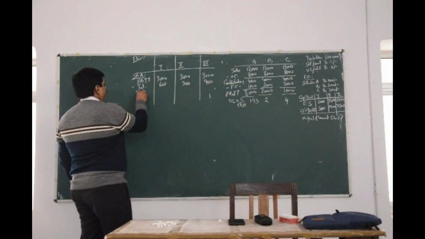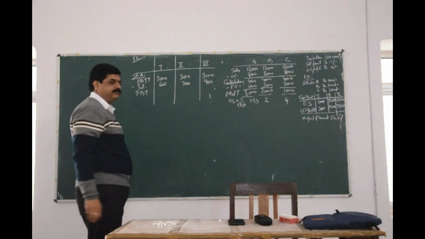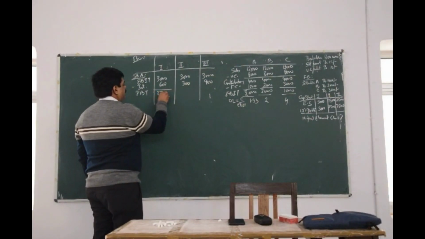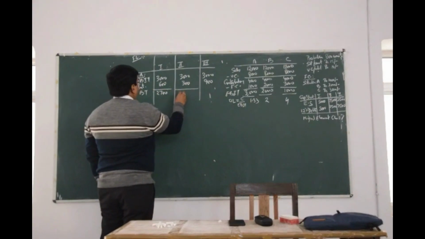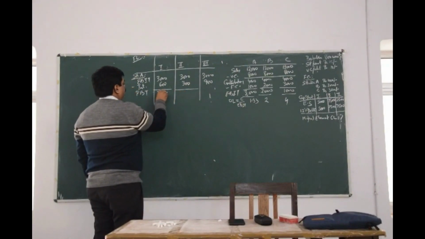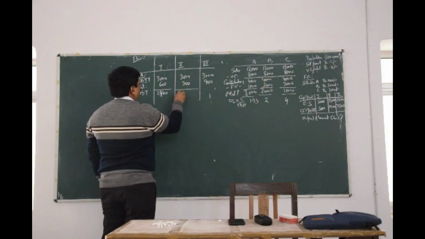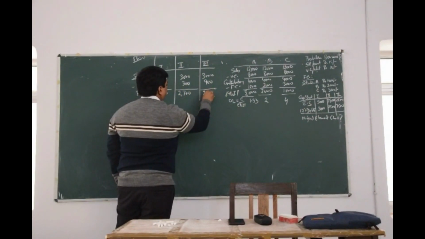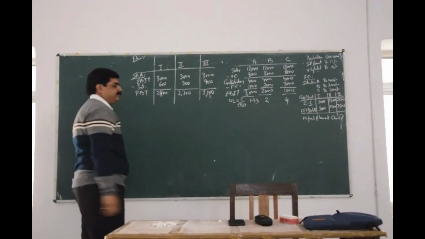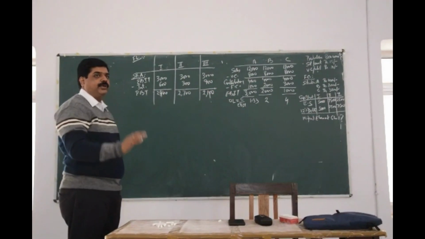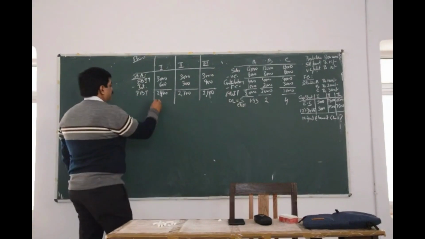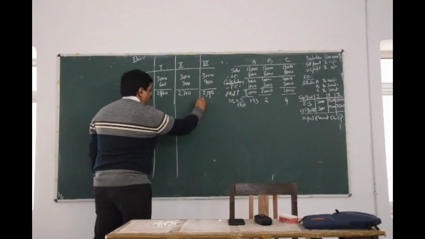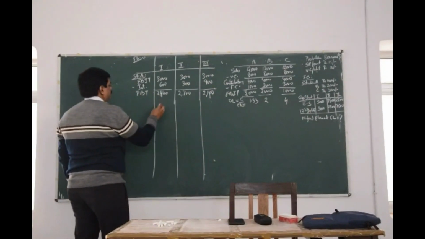This is your profit before tax. It will be 2,400, 2,700 and 2,100. Right? This is for situation A. In the same way, we have to calculate for B and C also.